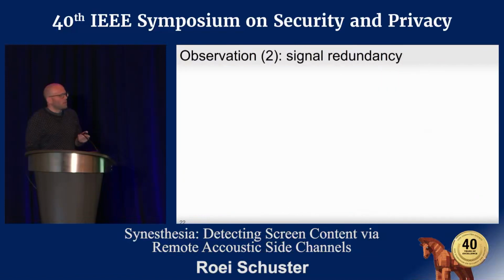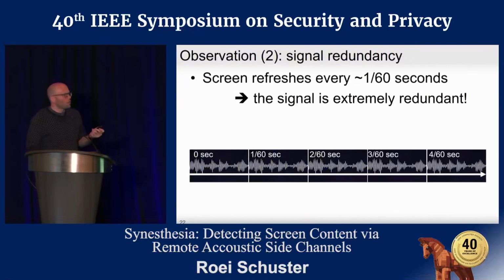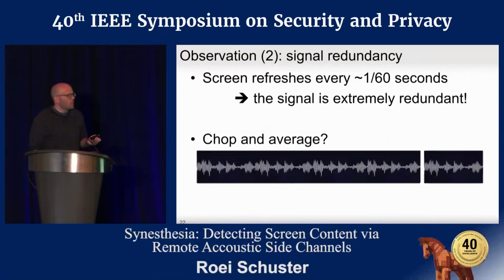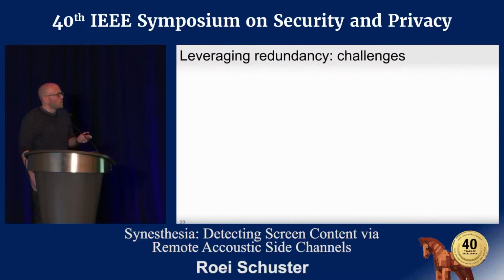Another observation is that we have a lot of redundancy in this leakage because the screen refreshes 60 times a second. So a natural approach would be to chop the signal into 60 chops per second and average the chops, and we're supposed to get a much higher SNR signal from that because the noise is expected to eliminate and the signal will persist.